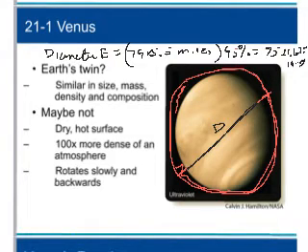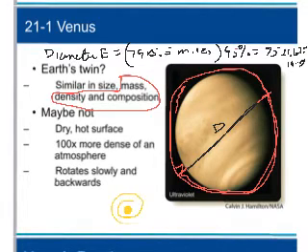So that's similarity in size, and their mass and density are also relatively the same, as well as the composition. To understand the reason for that similarity, recall how planets are formed. The sun was forming, and when the sun was forming, it had all that solar nebula all around it.